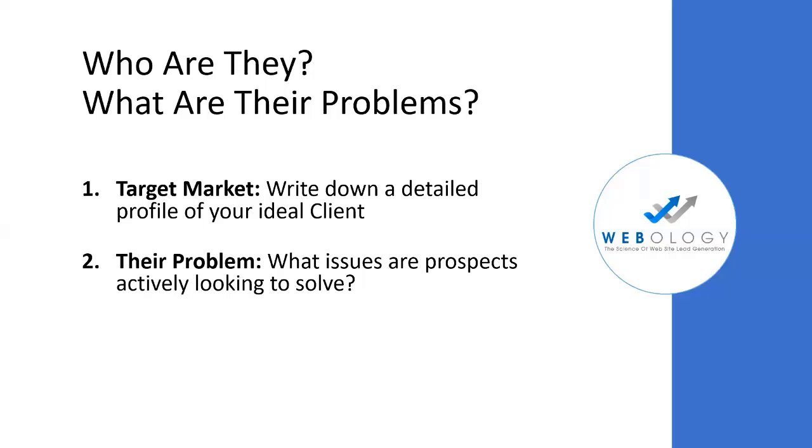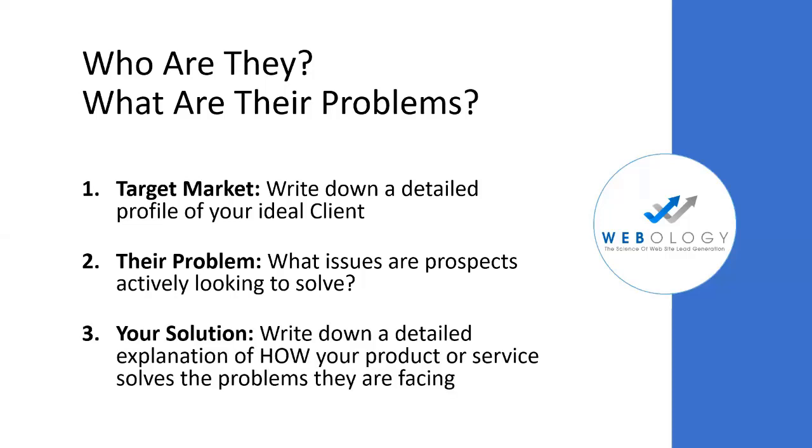Next, we want to think about their problem. So what problem or issue or what frustration or pain or inconveniences or challenges are your prospects facing, which they are actively seeking a solution to? Write down your answers to that question in as much detail as possible. Thirdly, we're going to look at your solution. So you need to explain exactly how your product or service or your experience, whatever you're providing, solves the problems that they're facing. So write down in detail the process that your service delivery follows, or the way that your product is used or operates, or how your product is manufactured. And don't make the mistake of assuming that your prospects won't be interested.